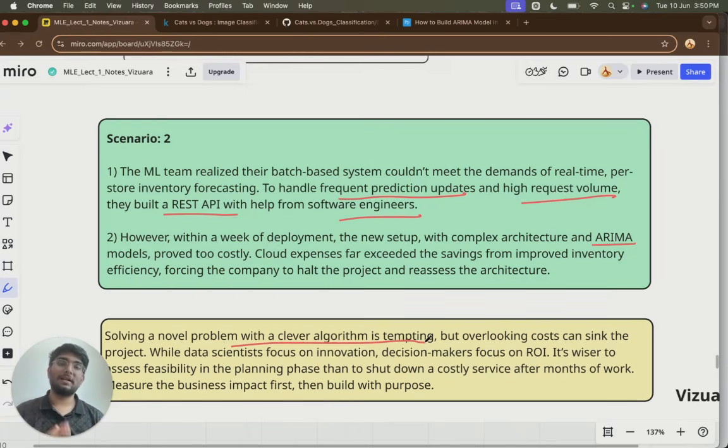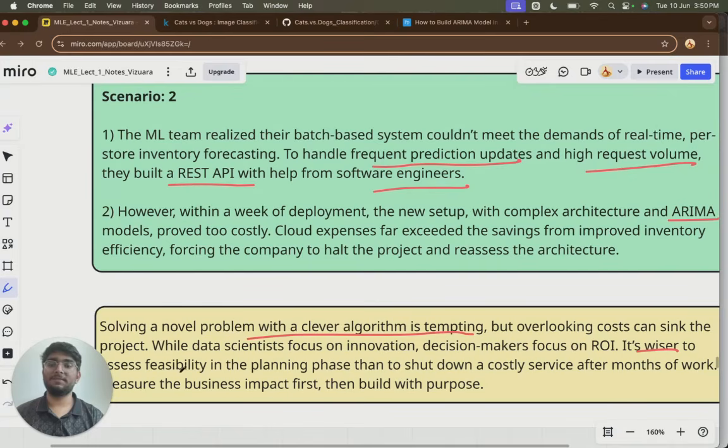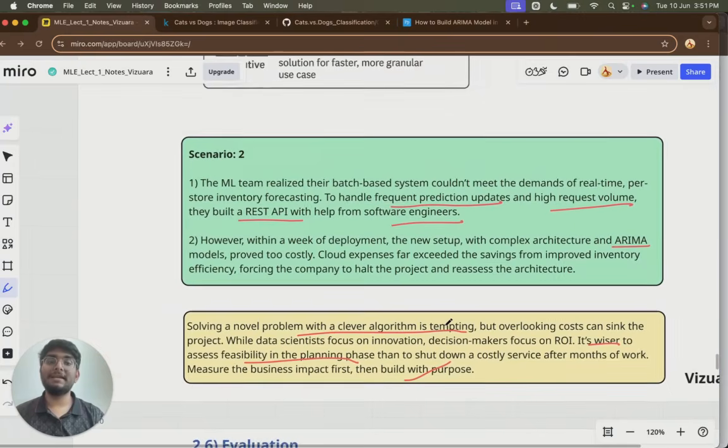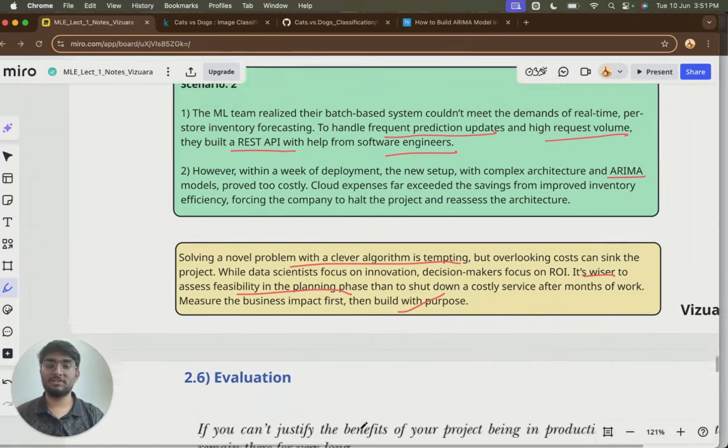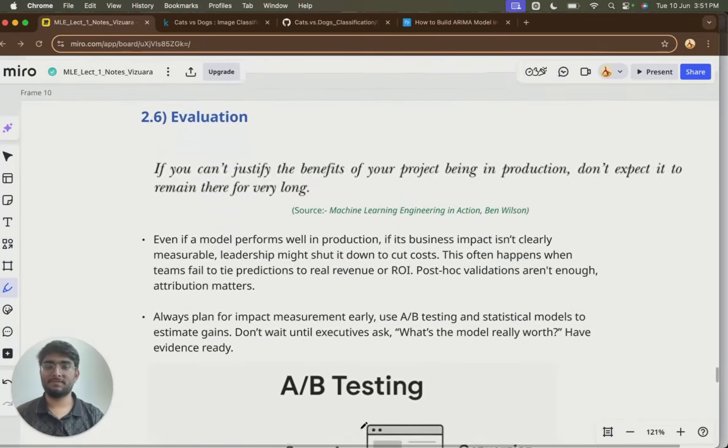So it's always wiser that we assess the feasibility in the planning phase itself, so that in the latter part of the project when we invest, we don't have to shut it down. So it's better that we measure the business impact first and then build with purpose. So these points need to be kept in mind when you think about deployment. We'll go into detail on deployment in the further part of the lecture series as well. For a brief explanation, please keep all this in mind.